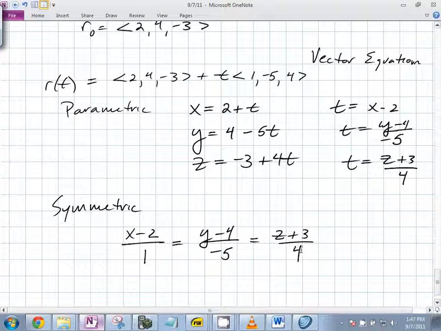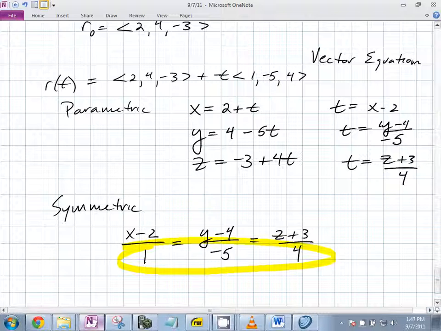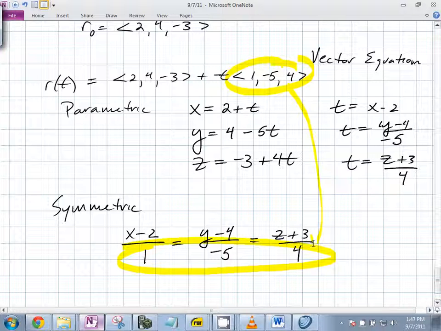You'll notice something here. See the denominators there? 1, -5, and 4. What is that? Yeah, the direction vector. Look what you have here. There is the direction vector. So there are ways to go faster between these that you will learn, but for now, once you get the vector equation, should you be able to easily determine the parametric and the symmetric versions? Yes, absolutely.